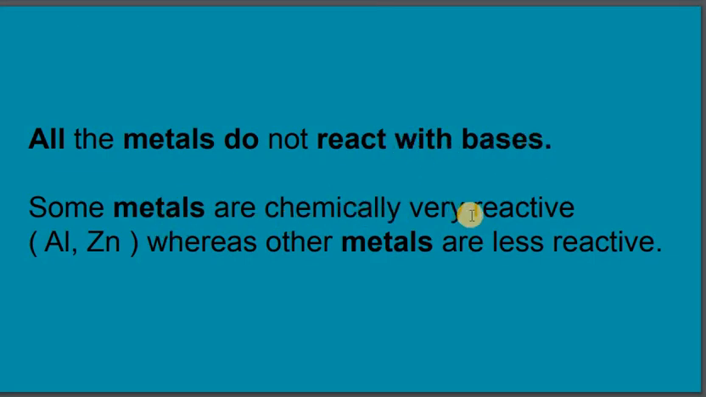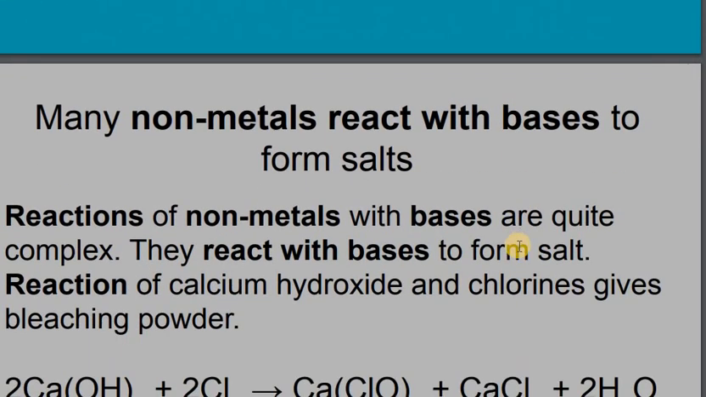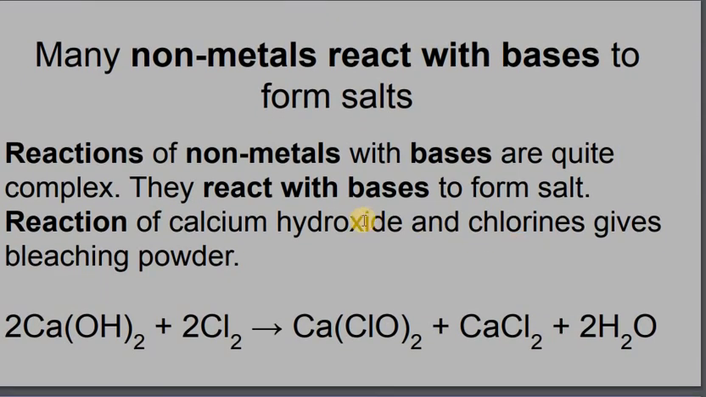Some metals are chemically very reactive, like aluminium and zinc, whereas other metals are less reactive. Many non-metals react with bases to form salts. So the reaction of non-metals with bases is quite complex. They react with bases to form salt. The reaction of calcium hydroxide and chlorine gives bleaching powder.